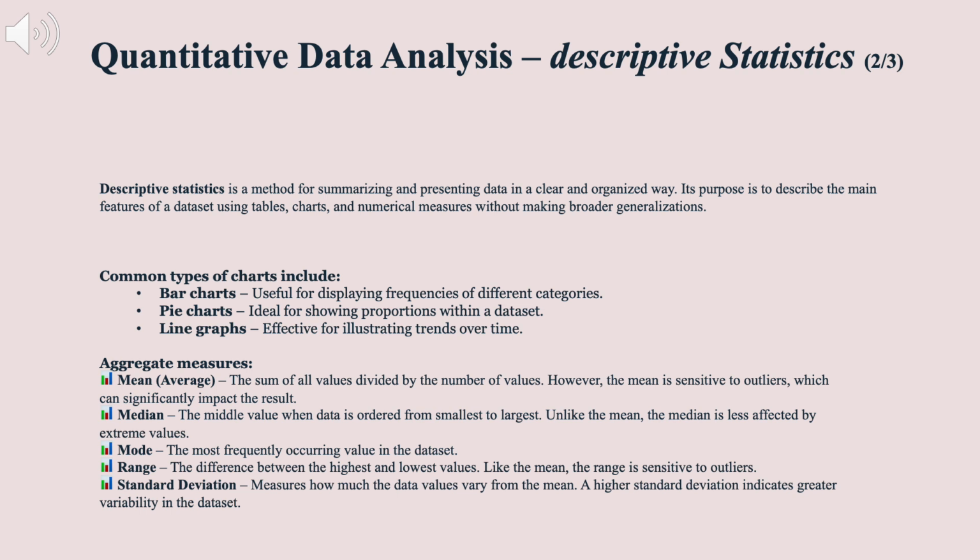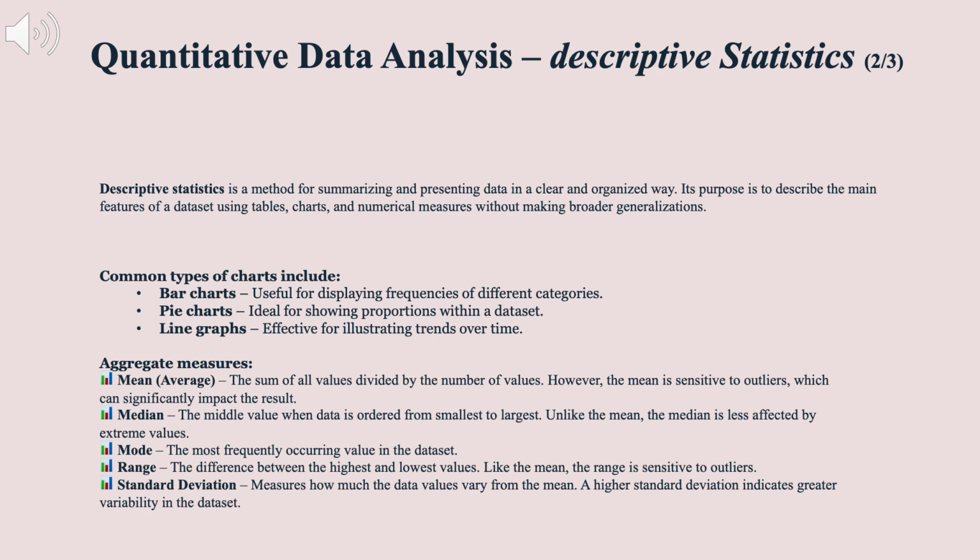The mode refers to the most frequently occurring value in the dataset. The range represents the difference between the highest and lowest values, and like the mean, it is sensitive to outliers. Finally, the standard deviation measures how much the data values vary from the mean, where a higher standard deviation indicates greater variability in the dataset.